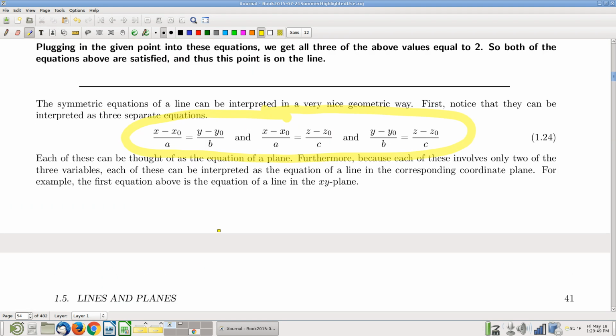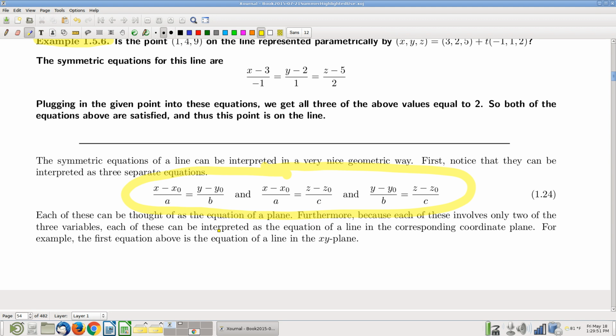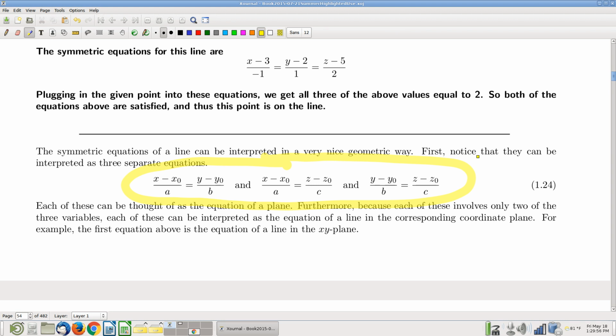Let me skip down to this next discussion. You take a look at this example again. It's a pretty straightforward example, but here's a different way to write those symmetric equations.